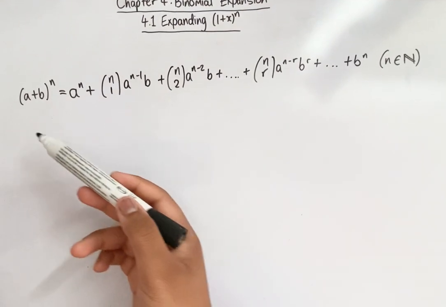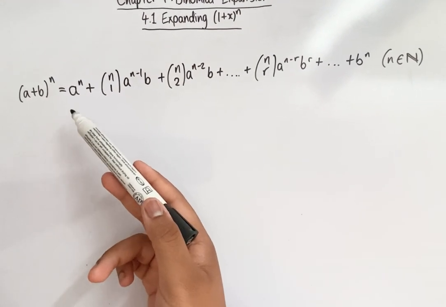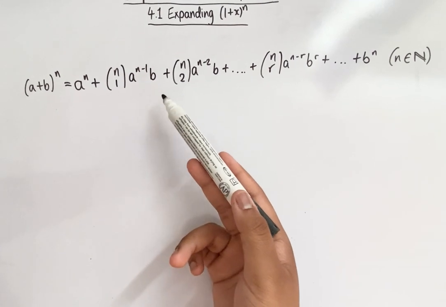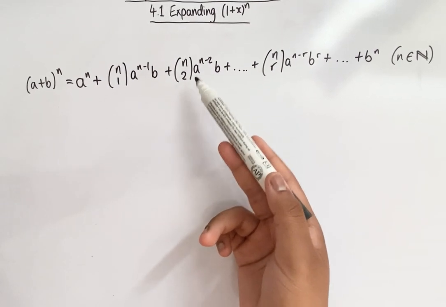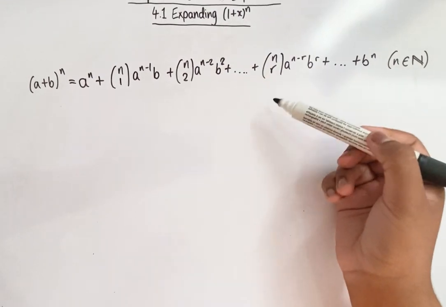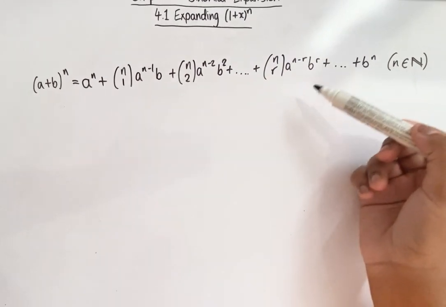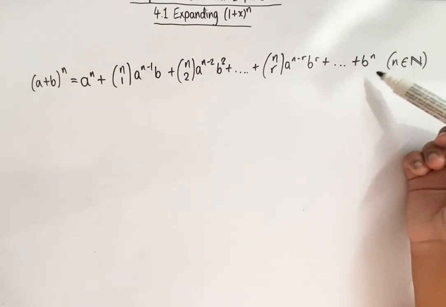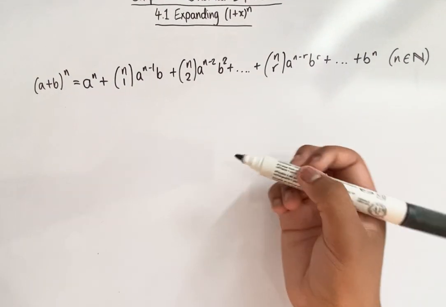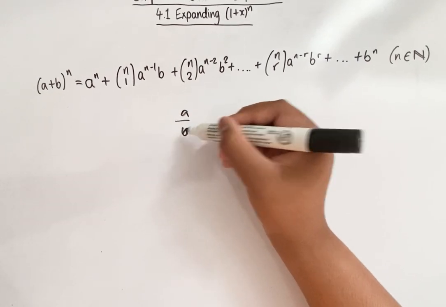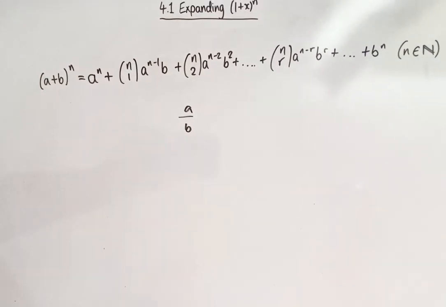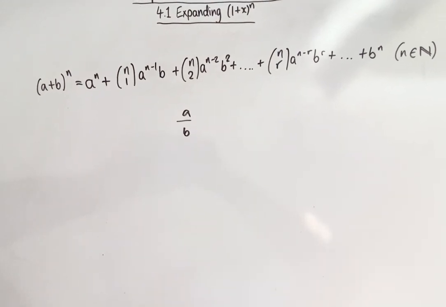It's as follows. a plus b to the power of n equals a to the n plus nC1 times a to the n minus 1 b plus nC2 times a to the n minus 2 b squared, and so on and so forth until nCr times a to the n minus r times b to the r, and all the way to b to the n. And that's if n is a natural number. However, if n isn't a natural number, such as a fraction or a negative number, then a different form of the binomial expansion has to be used.